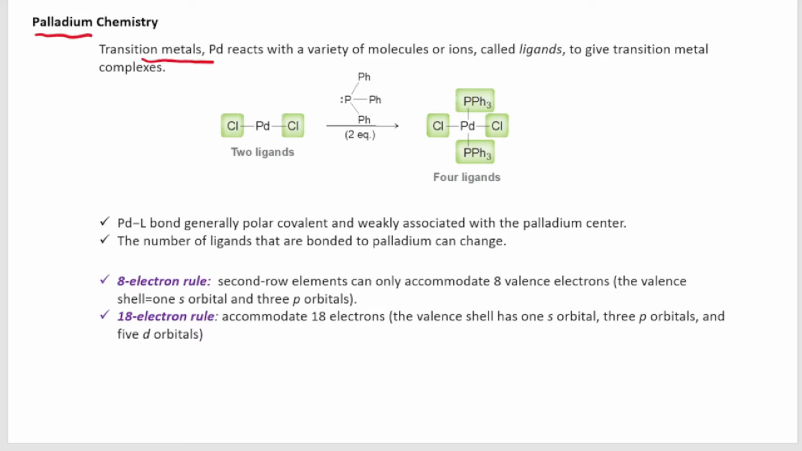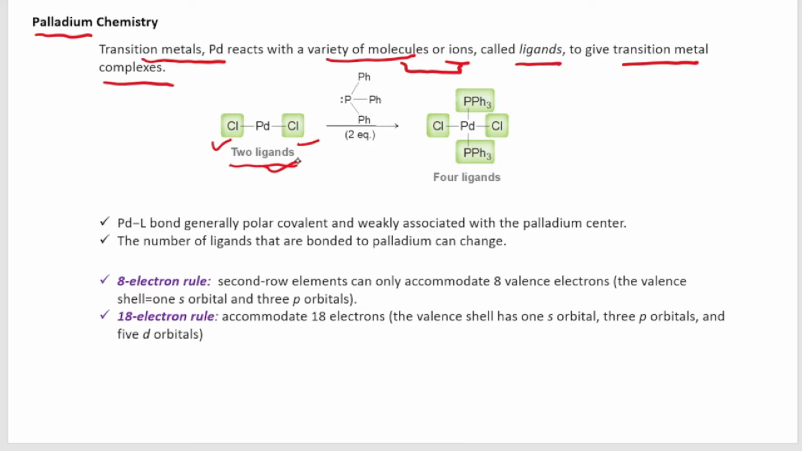Palladium is a transition metal. It reacts with a variety of molecules or ions. These molecules or ions are also called ligands. So when they bind with palladium, it will give you a transition metal complex. In this case, palladium is bound with 2 chlorine, so you can say palladium is bound with 2 ligands.